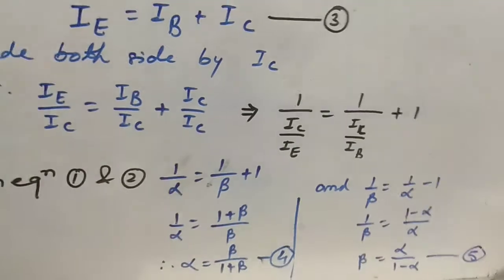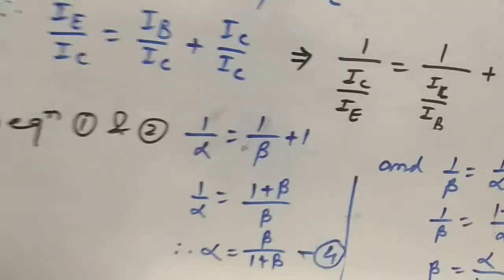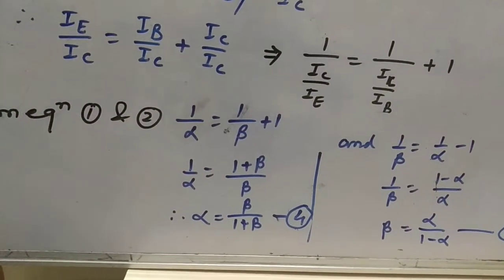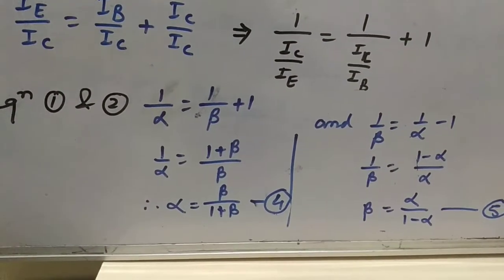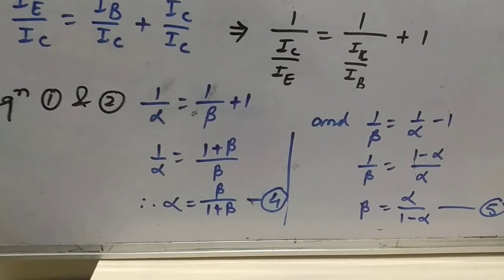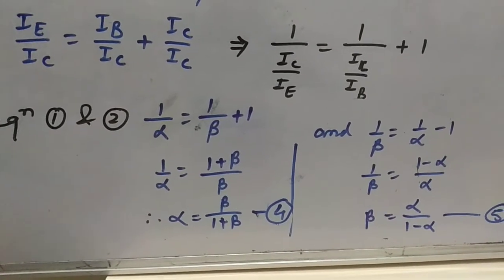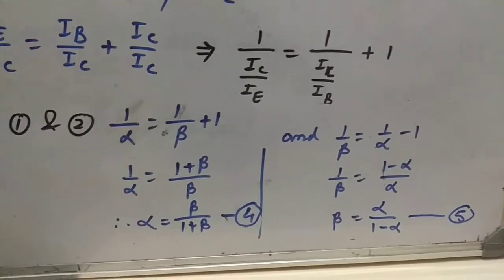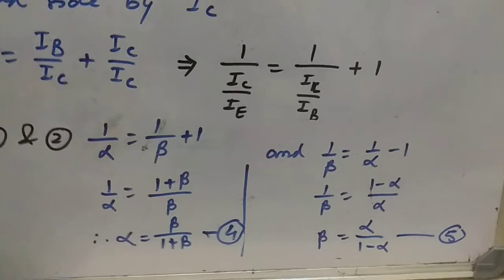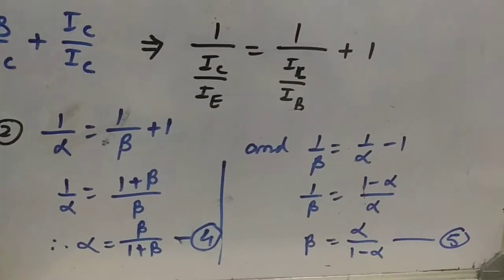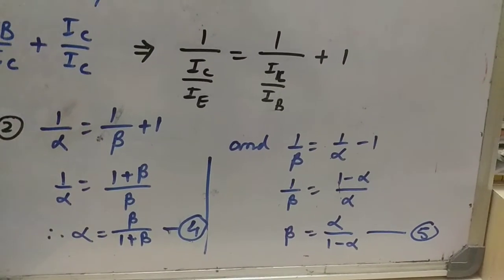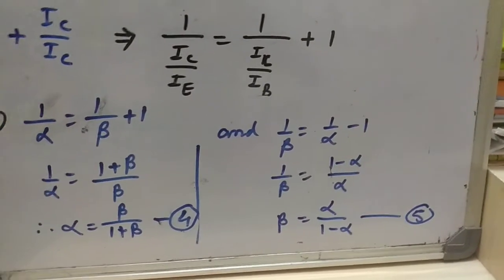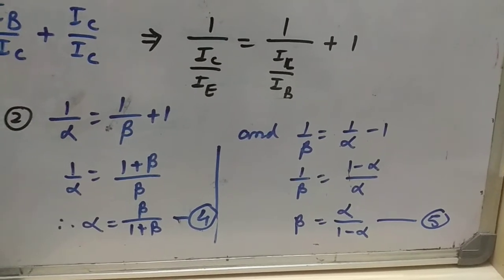So 1 upon alpha is equal to 1 plus beta upon beta. Therefore alpha is equal to beta upon 1 plus beta. So this is the relation between alpha and beta. Now to calculate the value of beta, if we rearrange this equation, 1 upon beta is equal to 1 upon alpha minus 1, therefore 1 upon beta is equal to 1 minus alpha upon alpha, therefore beta is equal to alpha upon 1 minus alpha.